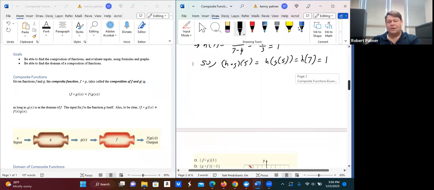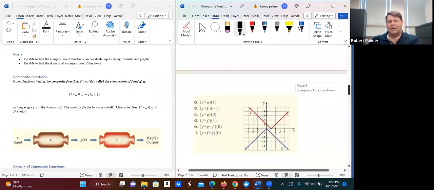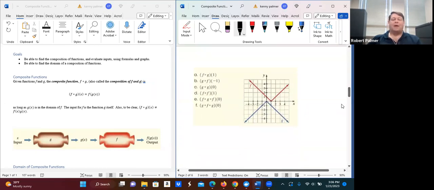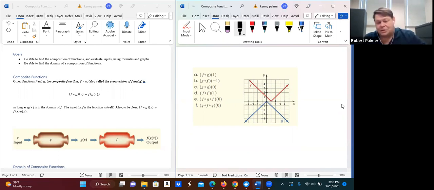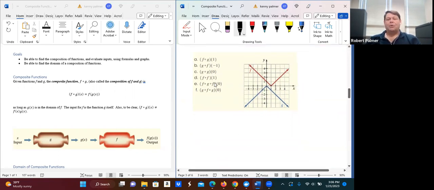Okay, now let's take a look at the next idea. Let's see how we can do this with graphs. Sometimes, instead of giving functions in terms of a formula, we have a function in terms of a graph. So let's take a look at that. I probably won't do all of these, but I'll do a few of them, and then you can do some of these on your own as practice. Okay, so here we're using a graph.